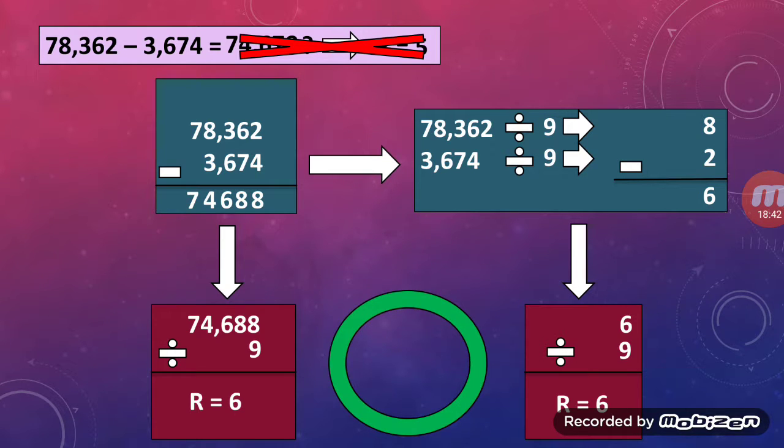Instead, we are left with 74,000, I apologize, that's not supposed to be there, but the correct answer is 74,688, not the 23,000.